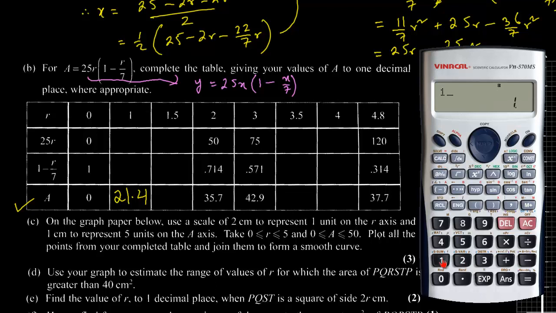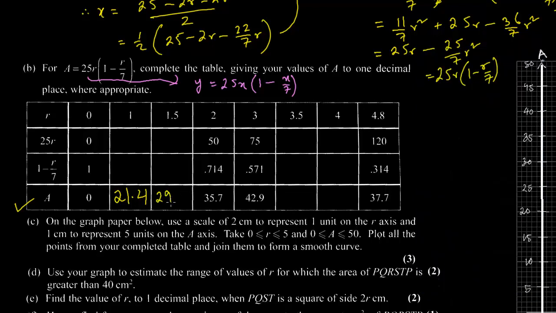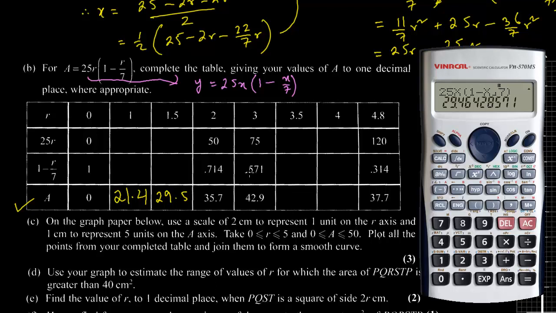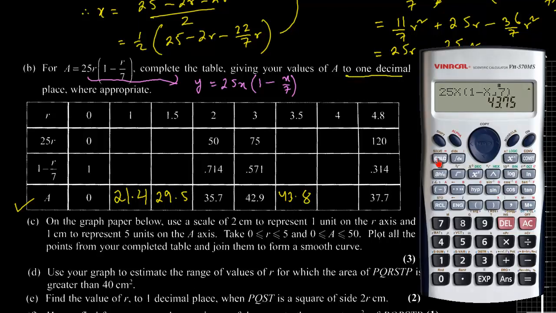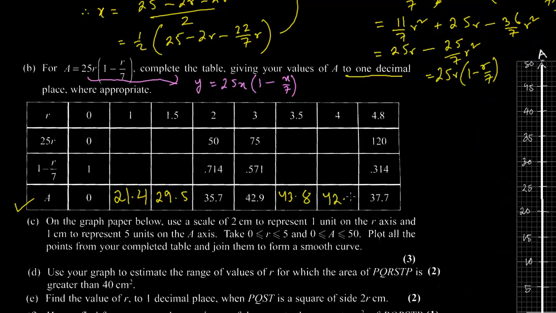Next is 1.5. That would give us 29.5. Next we have 3.5, so let's press this calc button again. We have 3.5. This is 43.75 or 43.8. Remember, we have to write this down in 1 decimal place, so it has to be 43.8. Finally, when we have 4, we have to put down 42.9. So these are the values that we have.